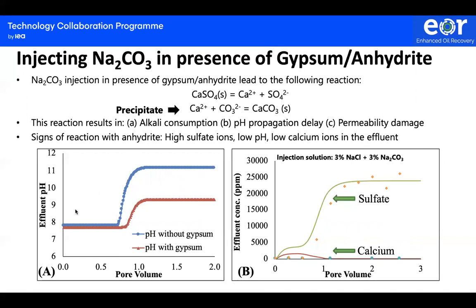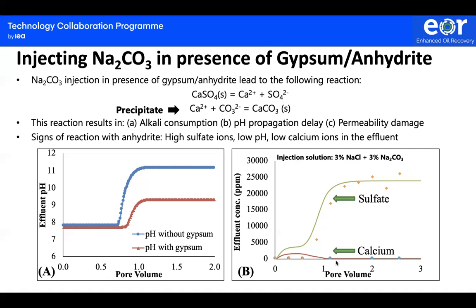So these are the simulation plots where I'm plotting the effluent pH as a function of pore volume for two cases. In the first case, when you do not have any gypsum, then your pH comes out to be the same as the injected pH, around 11. On the other hand, if you have gypsum, then the effluent pH goes down to about 9, and that is because of this precipitation reaction that is going on. So you have high alkali consumption, pH propagation delays, and in this experiment that we conducted, we found that the rock becomes completely plugged because of this precipitation reaction.